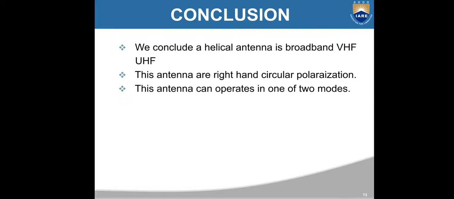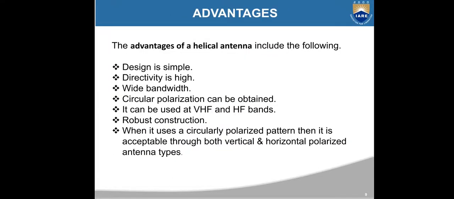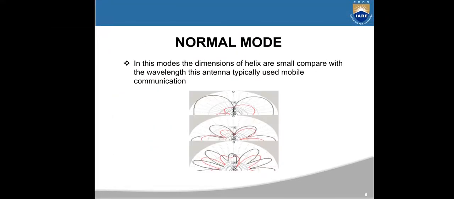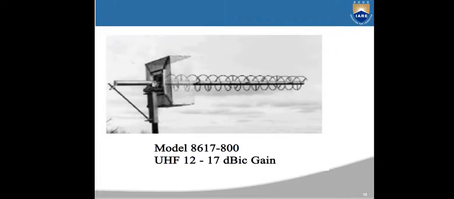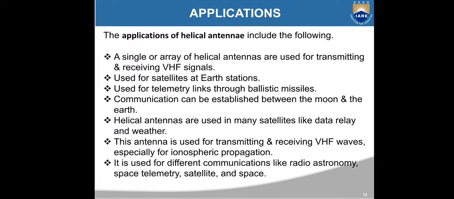Conclusion. We conclude that a helical antenna is broadband, very high frequency and ultra high frequency, which is basically VHF and UHF. These antennas have right-handed circular polarization, and this antenna can operate in one of two modes, which are the axial and normal modes, as shown in the figure. These are the advantages, disadvantages and applications.